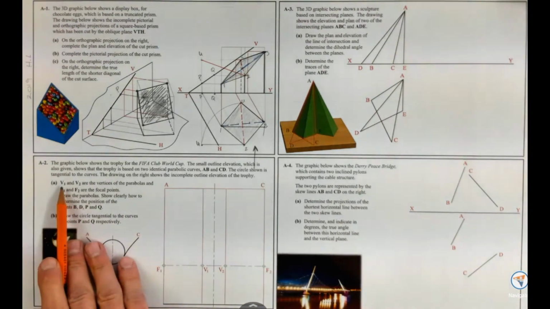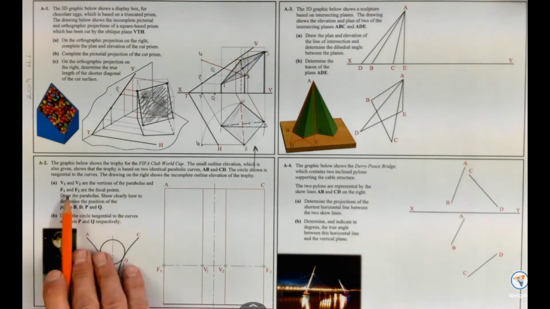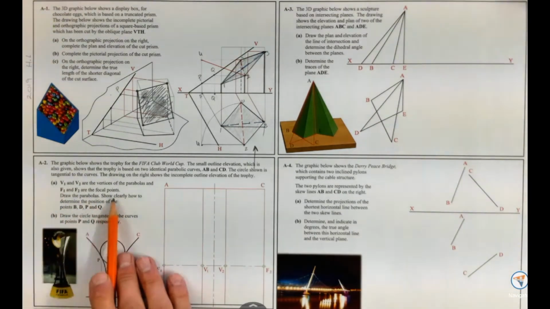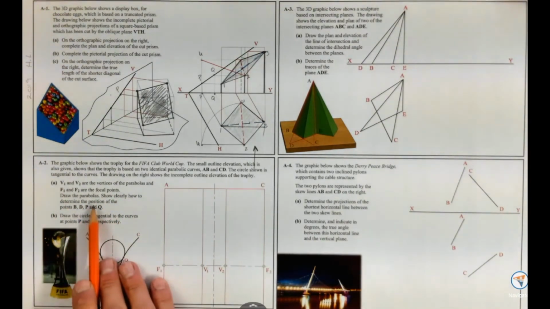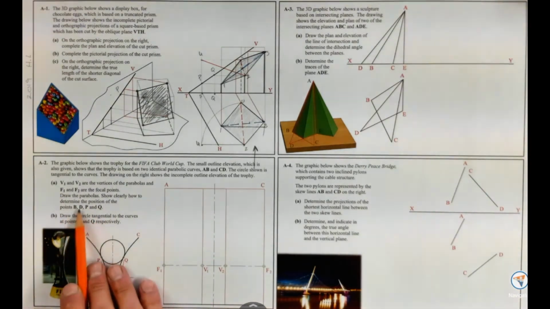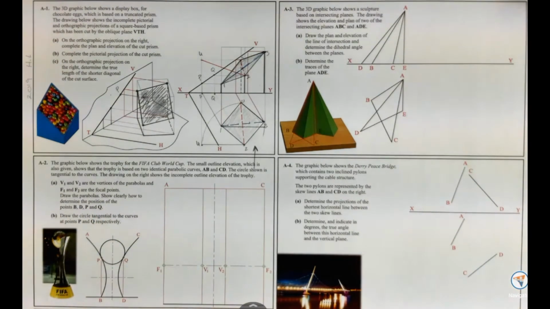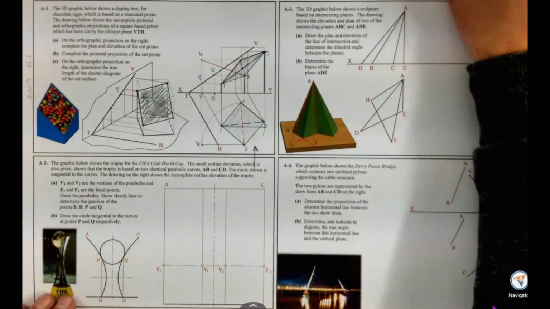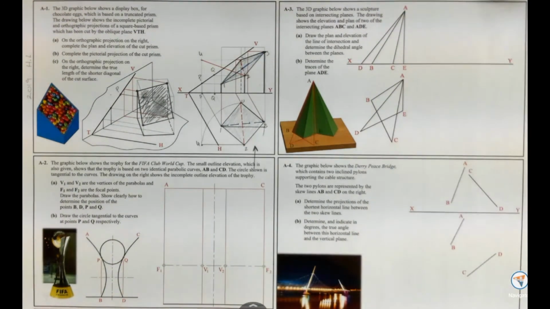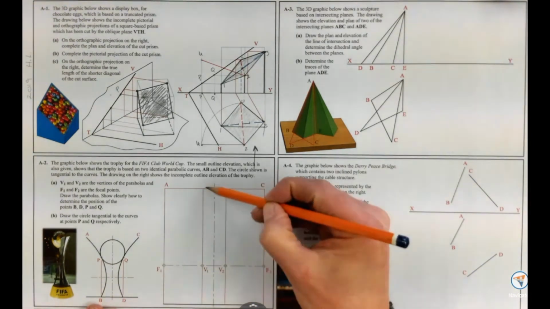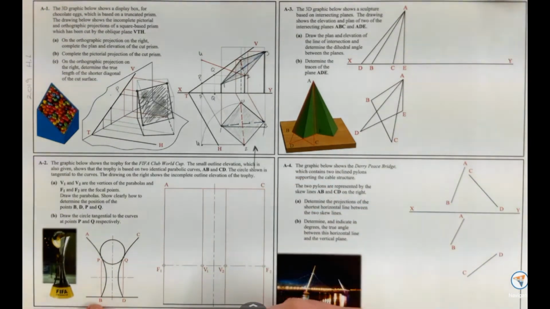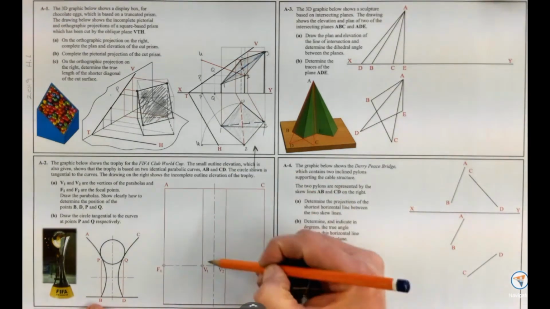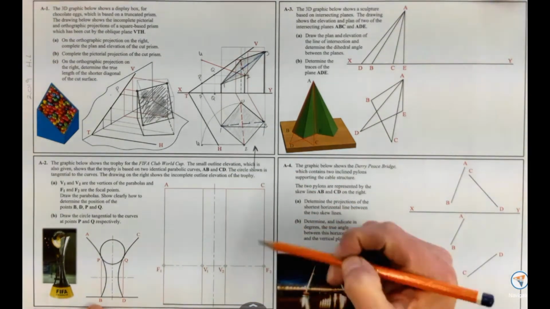So I'm told here, V1 and V2 are the vertices of the parabolas. F1 and F2 are the focal points. Draw the parabolas. Show clearly how to determine the position of points B, D, P, and Q. We'll get to those in a second. Okay, so as we said, this is just a straightforward parabola question. I'm putting a parabola into a box. Now normally the box would extend down fully, but basically we have the top half, bottom half of the parabola. Forget about the far side for the time being.